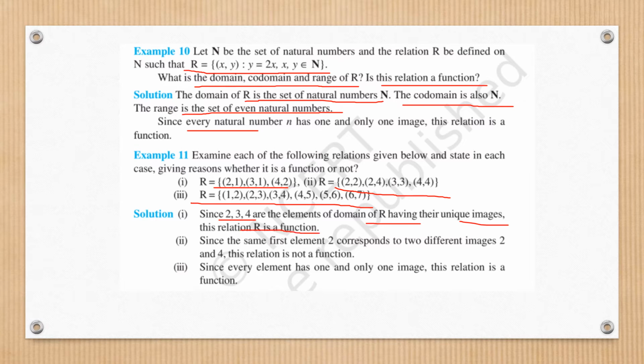For the second one, (2, 2), (2, 4), (3, 3), (4, 4). Now you see that these two ordered pairs have the same first element, right? So two different images, 2 and 4, correspond to the first element 2. So this is not a function, right? Third one, you can see for 1 it is 2, for 2 it is 3, 3 is 4, 4 is 5, 5 is 6, 6 is 7. So every element has one and only one image. So this is again a function.